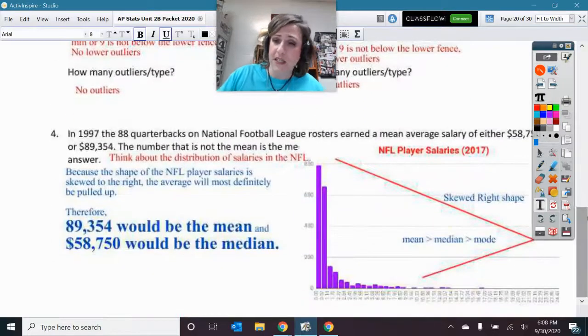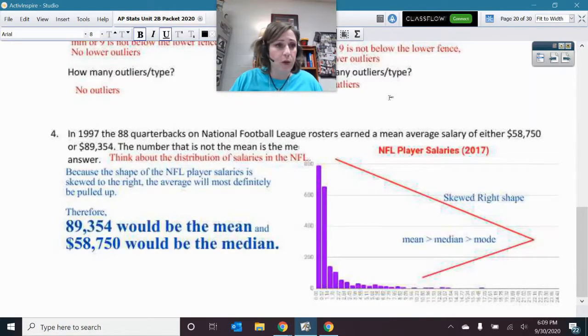All right, now this was an interesting one. So here we were wondering, based on these two numbers, the 58,750 or the 89,354, which one's mean and which one's median? So I actually pulled a picture from the 2017 NFL salaries just to show you. Look at here. Here is the salary schedule of the players, and you can see that it is skewed right because you have a few way upper outliers. So this skewed right shape gives us the mean being greater than the median, which is, of course, greater than the mode. So, therefore, the 89,354 is the mean, and the 58,001 is the median.